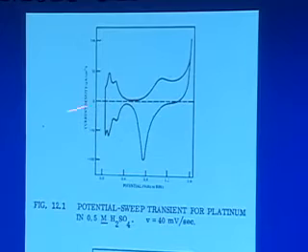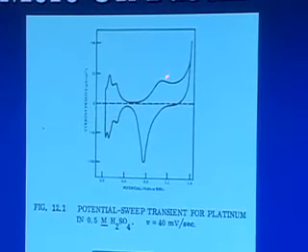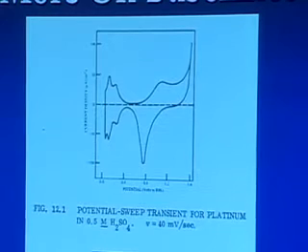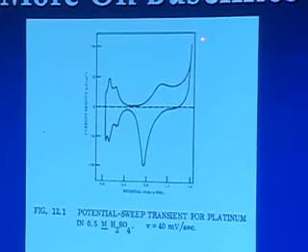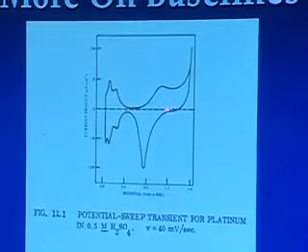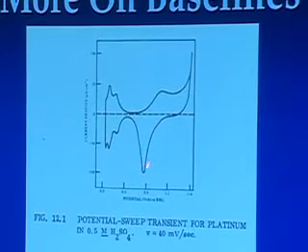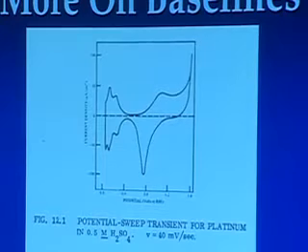Well, what happens if you start your scan right around here and you scan positive, then you get an oxide growing on the surface. That's the first thing, fairly ill-defined. And then when you get out here, that's oxygen evolution. And then you scan back, and that is the reduction of this oxide and removal of that oxide, this nice so-called stripping peak, which I'll come back to in a minute.